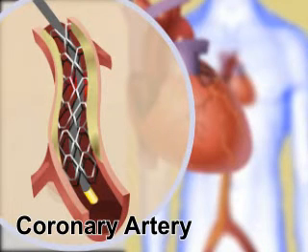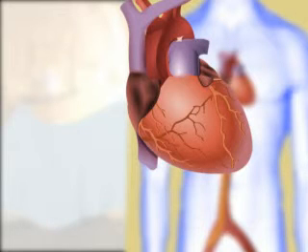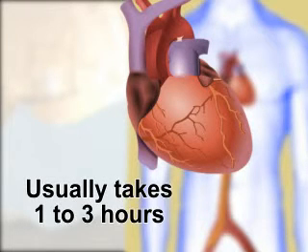A stent supports the artery and helps it remain open for a longer period of time. After stent placement, the body will grow tissue over the stent to help maintain its position. The stent will not move around. The procedure usually takes from 1 to 3 hours, but this varies from patient to patient.